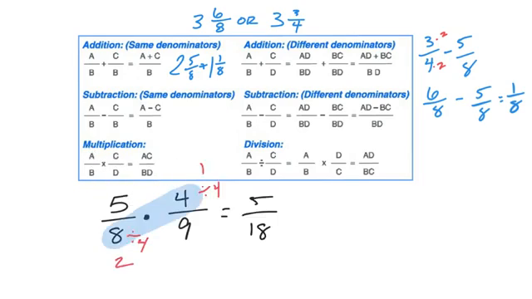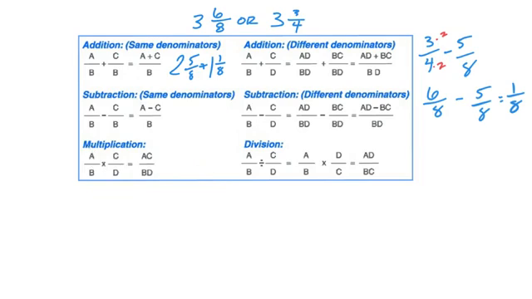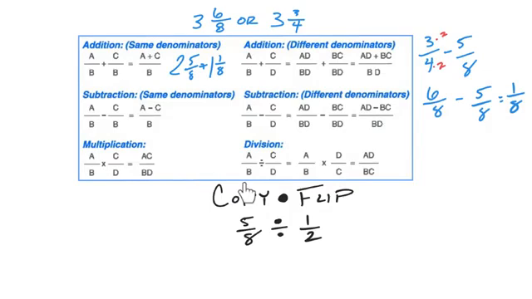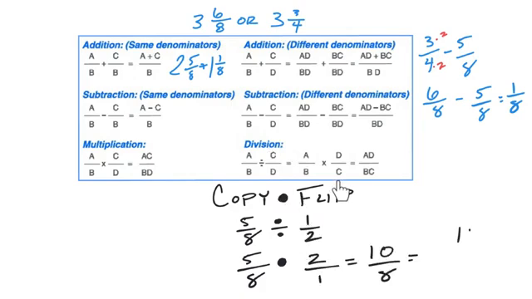And so remember when you divide fractions, I remember copy.flip. Keep the first fraction the same, turn the division sign into a multiplication sign, and flip the second. Copy.flip. Because to divide fractions, you're actually just multiplying by the reciprocal, which is pretty neat.